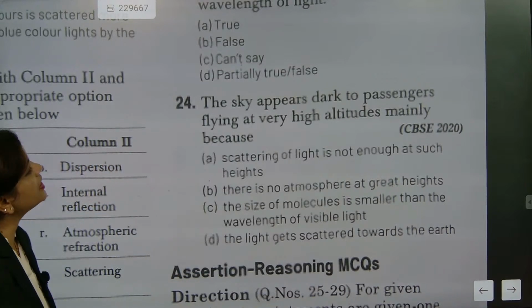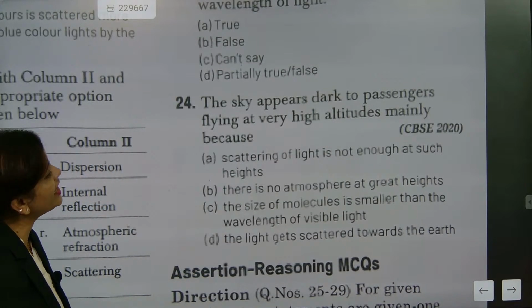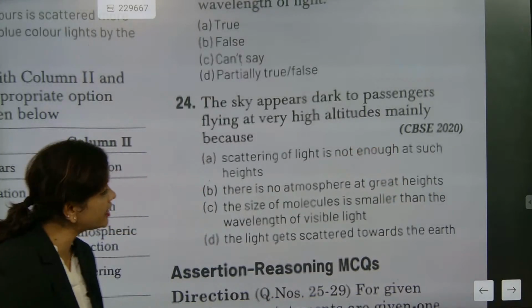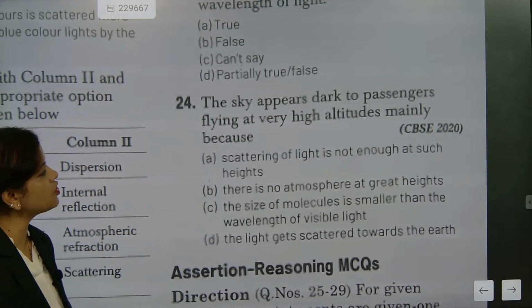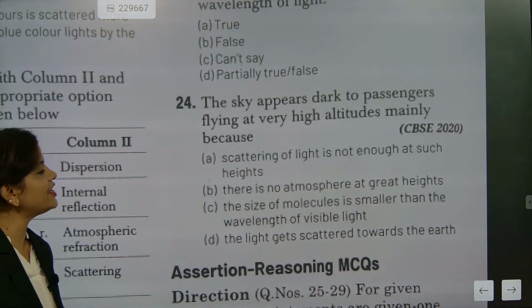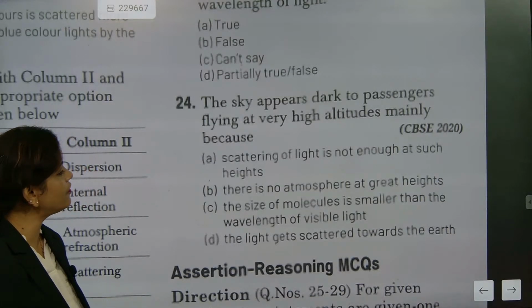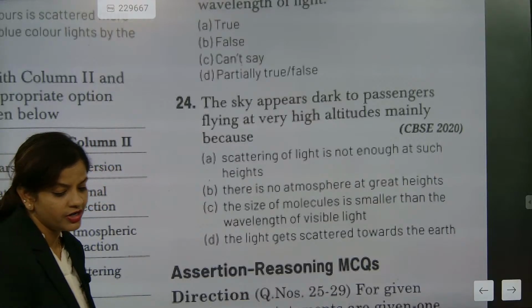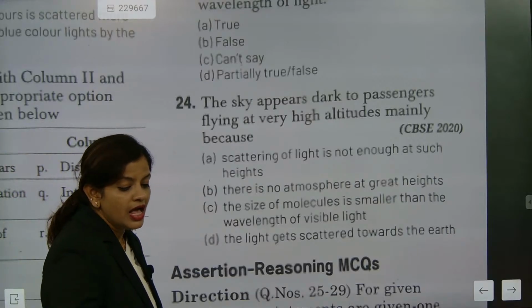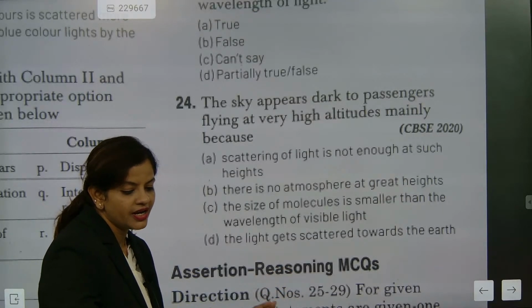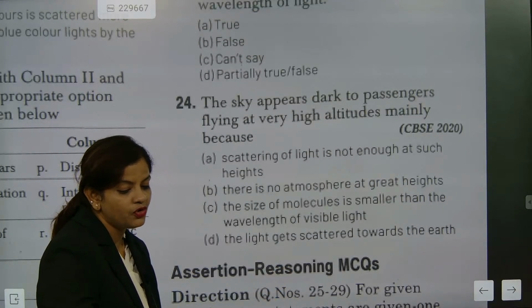The sky appeared dark to passengers flying at a very high altitude, mainly because of, a CBSE 2020 question. Can you see that? It is because scattering of light is not enough at such height. There is no atmosphere at greater height. The size of molecule is smaller than the wavelength of visible light. The light gets scattered towards the earth. This is exactly the biggest problem. Most of the people, I'm just wishing that you should be giving the correct answer. Many people are giving the wrong answer. Let's see.